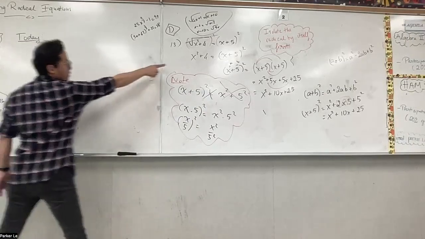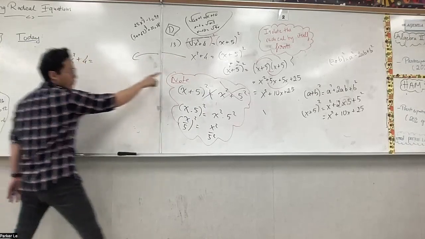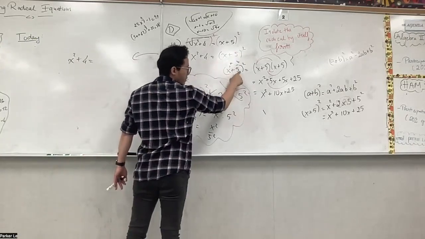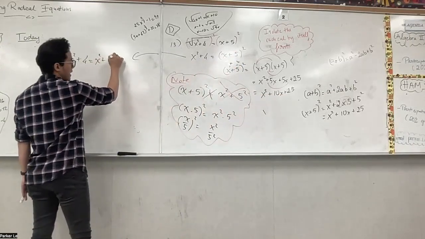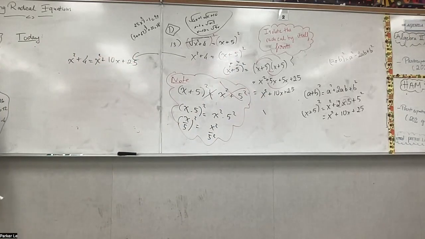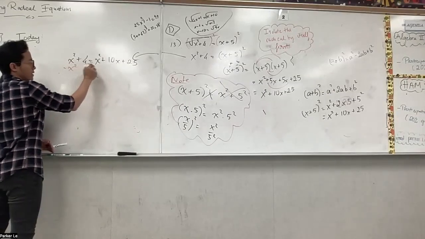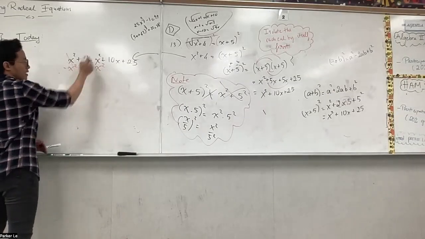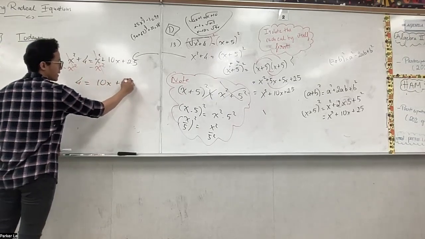Okay, now back to this problem. So I have x squared plus 4. The right side is x plus 5 squared, but x plus 5 squared we just found is equal to x squared plus 10x plus 25. Are we good? Okay, now what next? Subtract x squared, or you can cancel the x squared on both sides. You see they are all gone? 4 equals 10x plus 25.